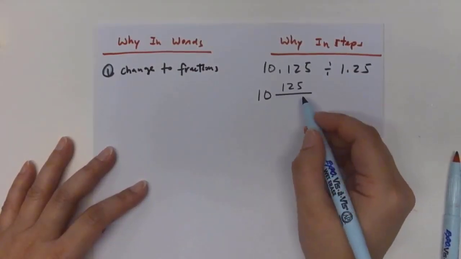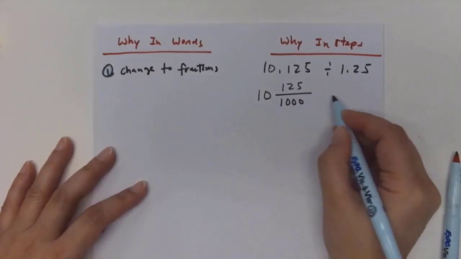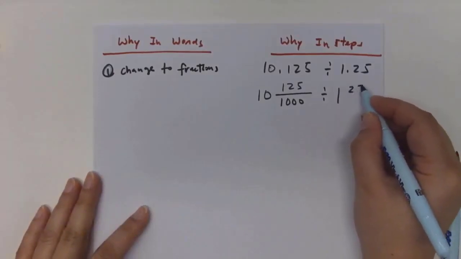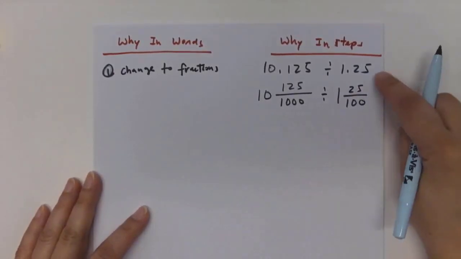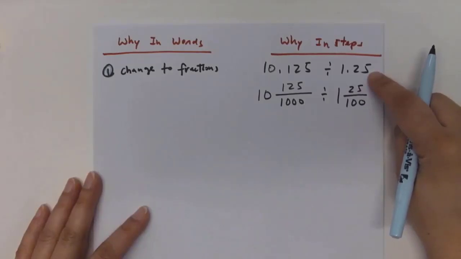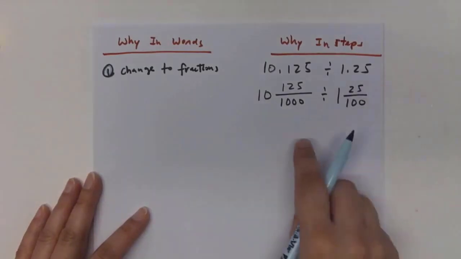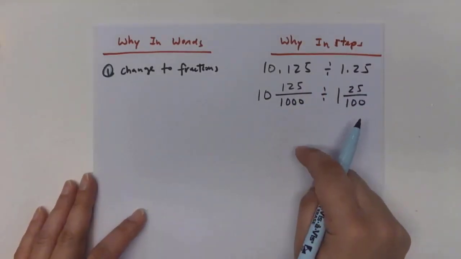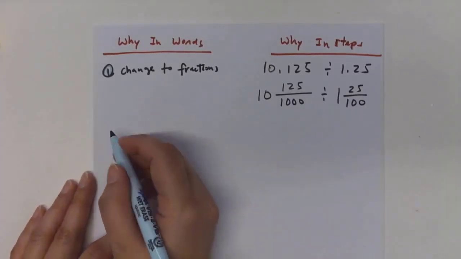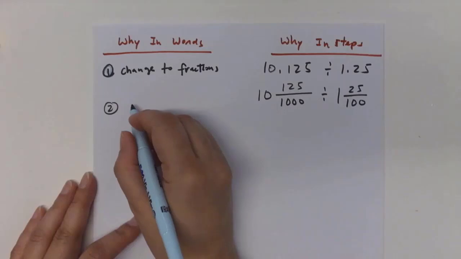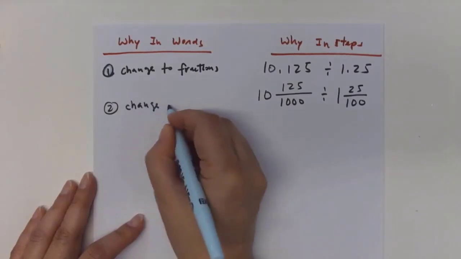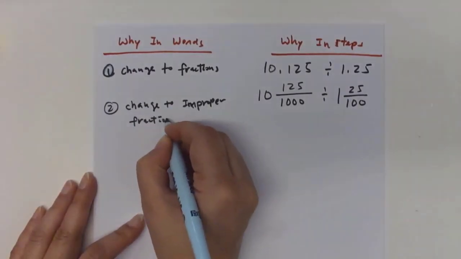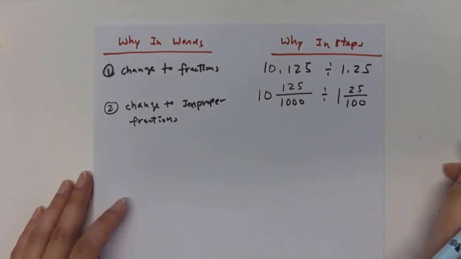125 over 1000 divided by 1 and 25 over 100, because this is in the hundredths place and two decimal places mean 100 in the denominator. Thousandths place, three decimal places mean 1000 in the denominator. After they are fractions, I need to write them as improper fractions. Change to improper fractions. So you have to say improper fractions, okay? Last time a lot of people said improper and then stopped there.